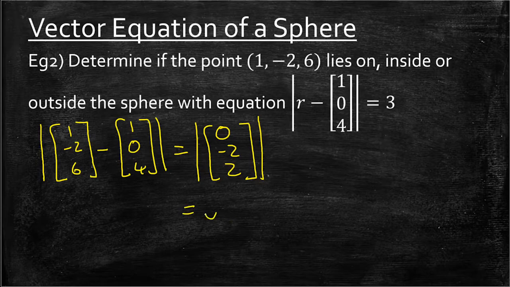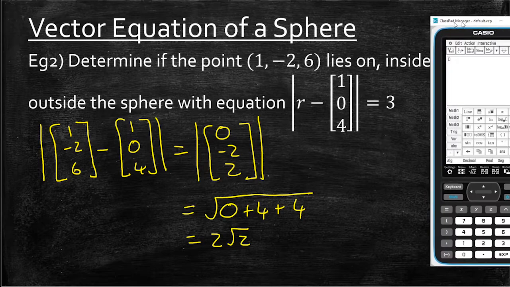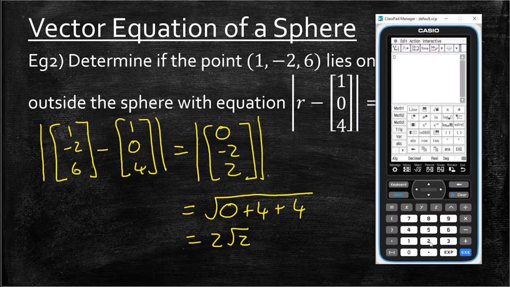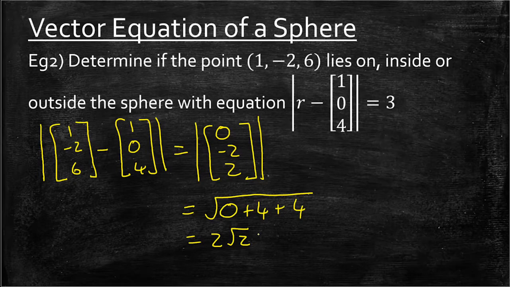The length of that vector is going to be the square root of the sum of the squares of each of its components. So 0 squared is 0, negative 2 squared is 4, 2 squared is 4, which gives us 2 root 2, or the square root of 8. Alright, so let's see what 2 root 2 looks like inside the calculator. I'm going to go 2 root 2, make sure that you're in decimal mode. And when we hit execute, that's 2.828. So we know that 2.828 is less than 3.